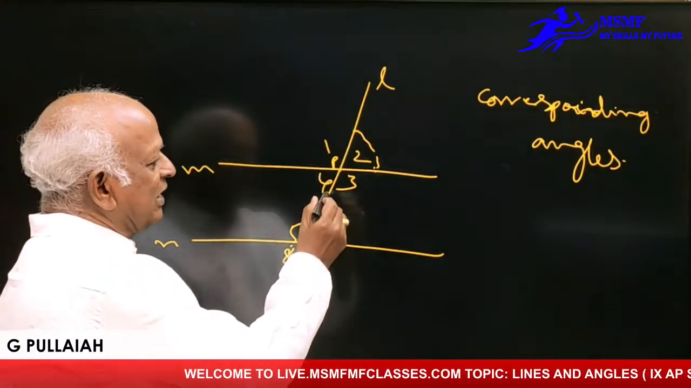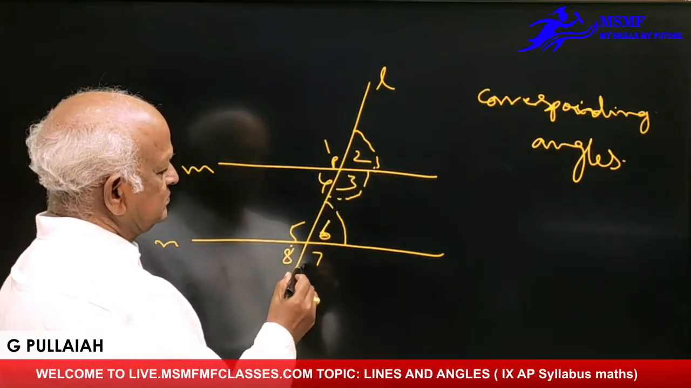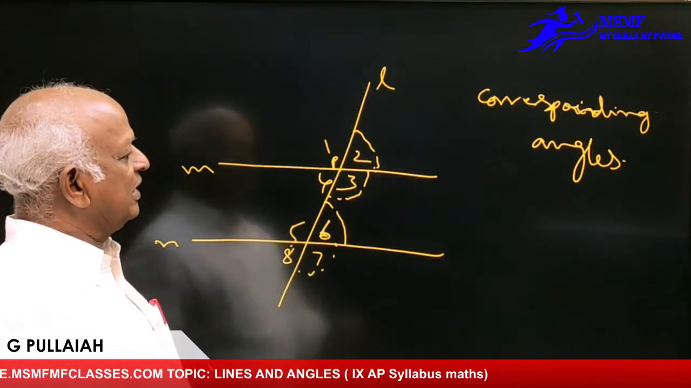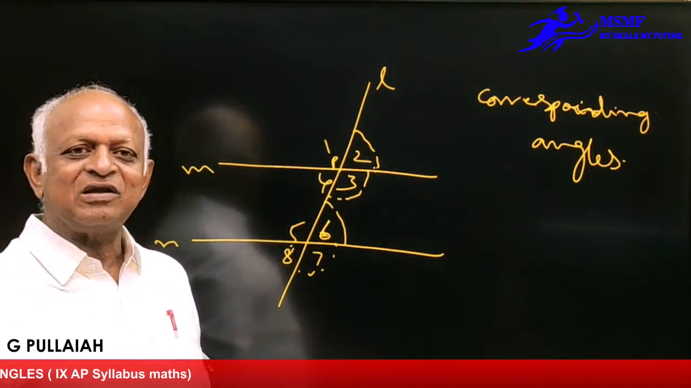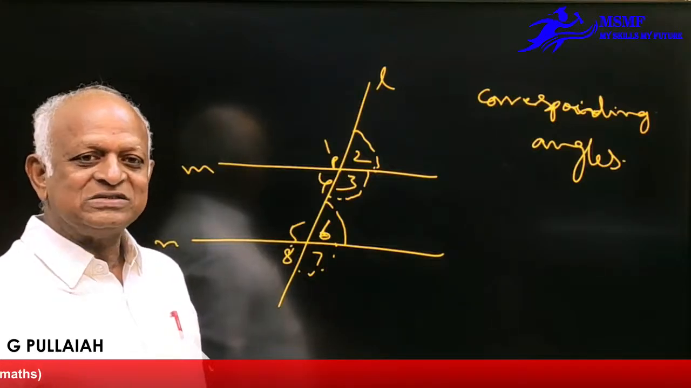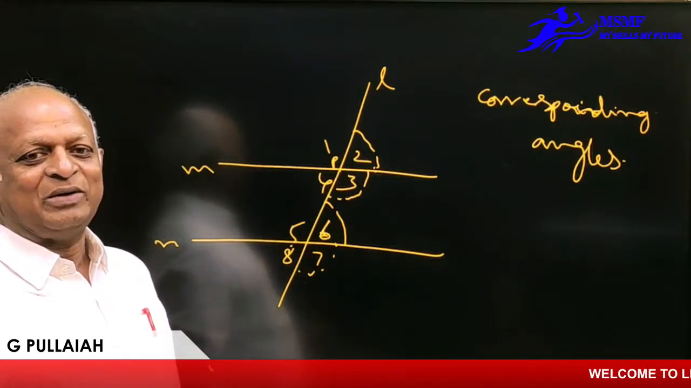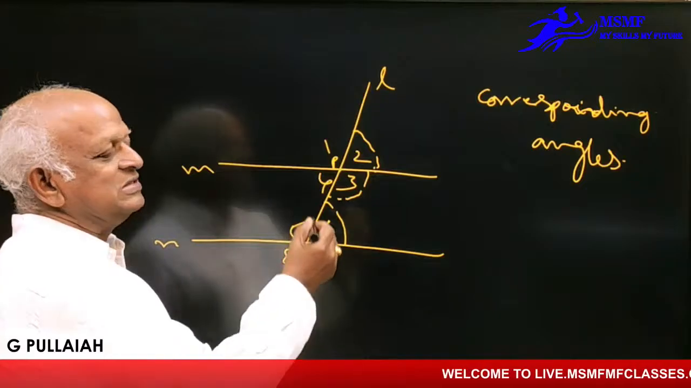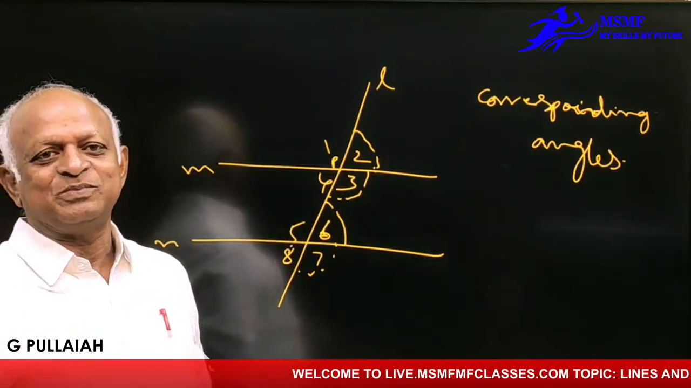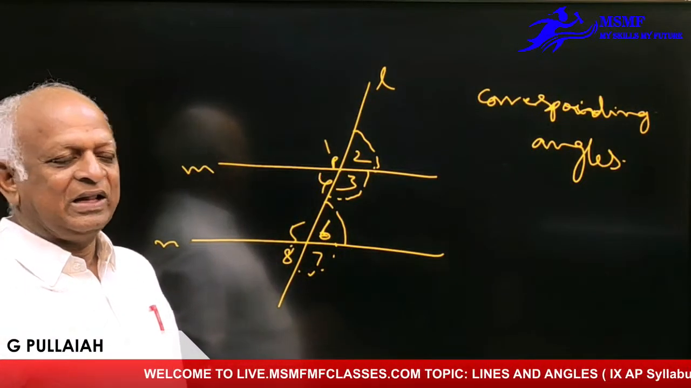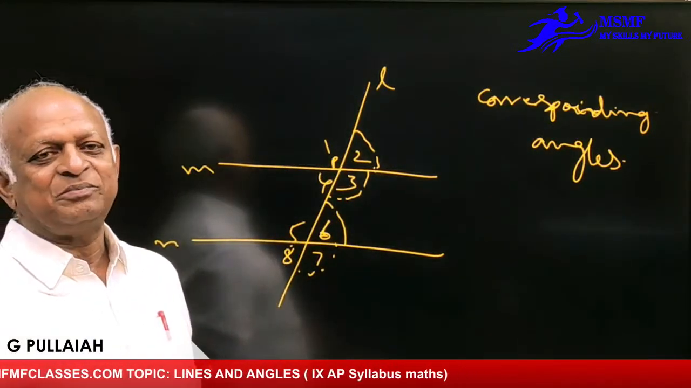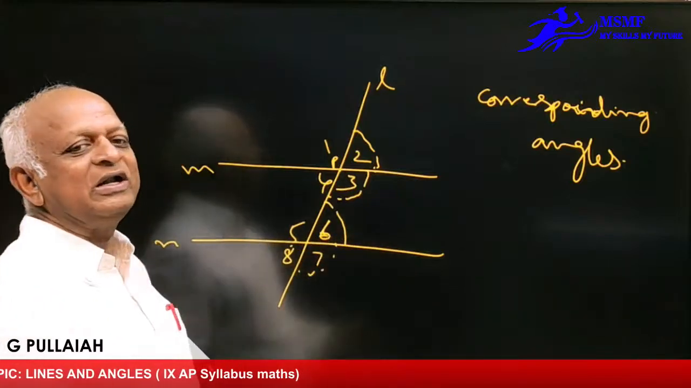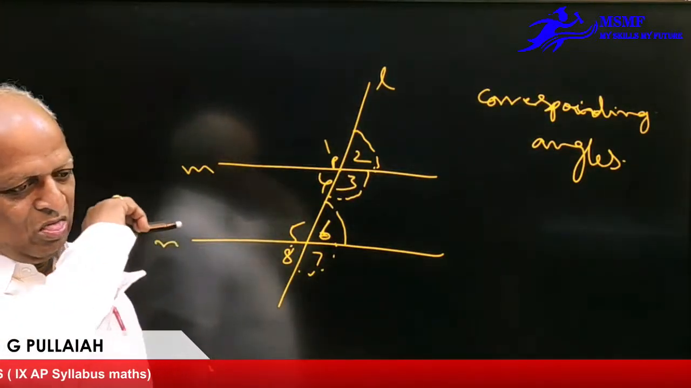Similarly, if you take 3 and 7, are they corresponding angles or not? Yes, they are corresponding angles. Why? Because they are on the same side of the transversal. First point. Second point, one is interior and the other is exterior. So remember very carefully how to identify the corresponding angles.